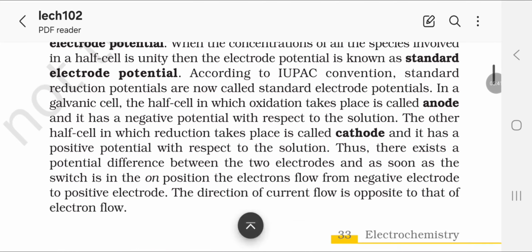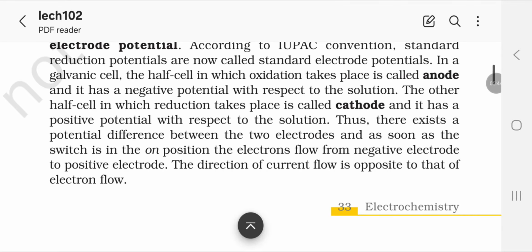In a galvanic cell, the half cell in which oxidation takes place is called anode, and it has a negative potential with respect to the solution. The other half cell in which reduction takes place is called cathode, and it has a positive potential with respect to the solution.